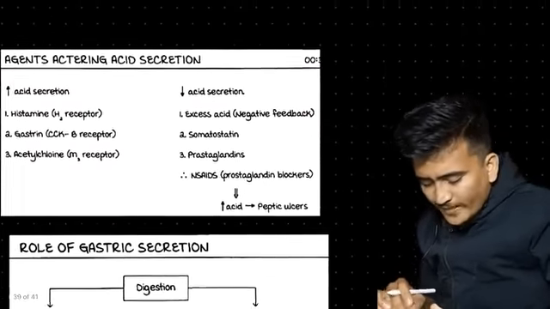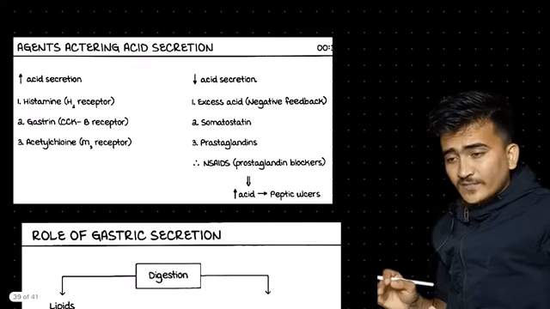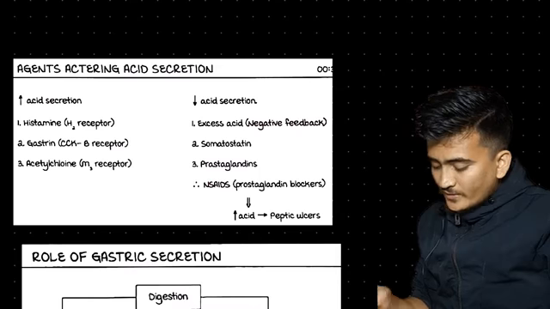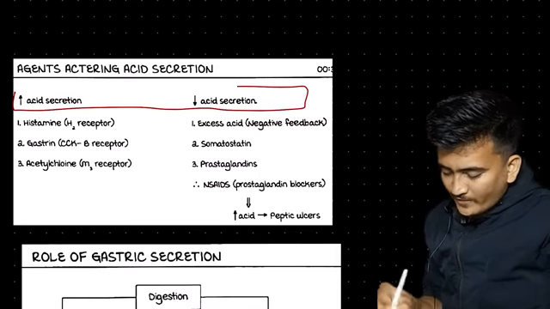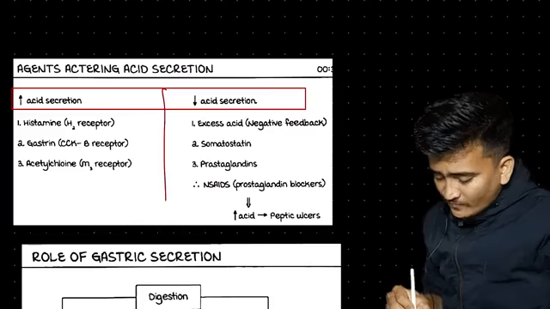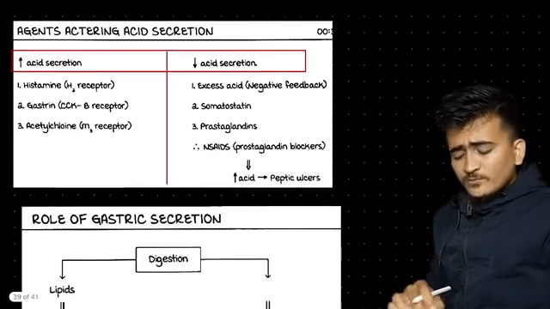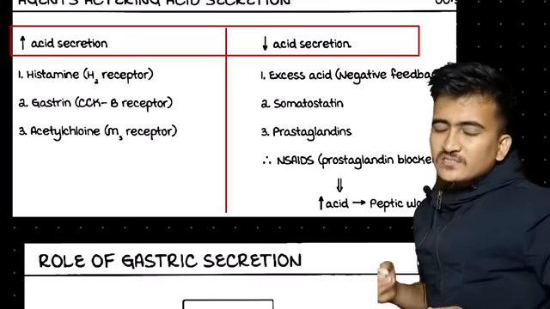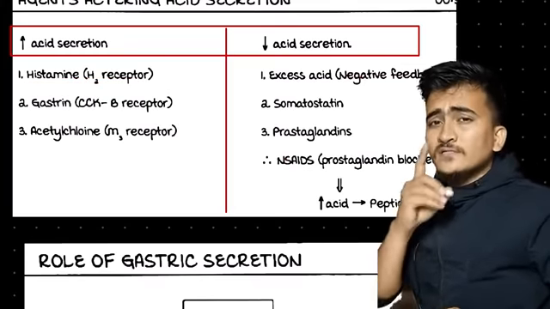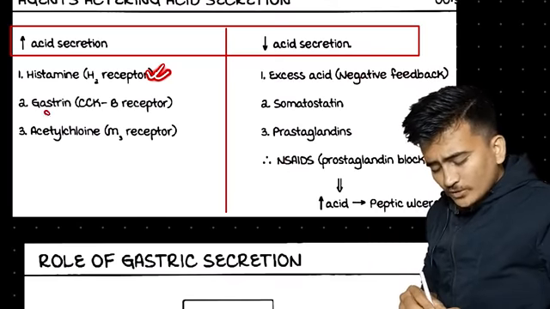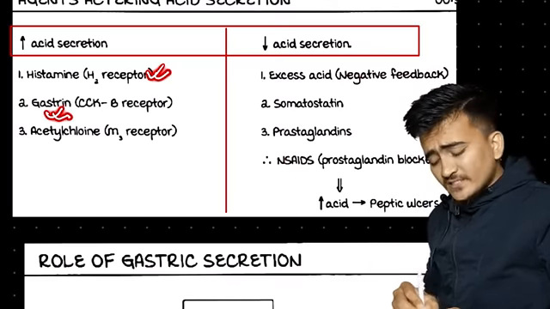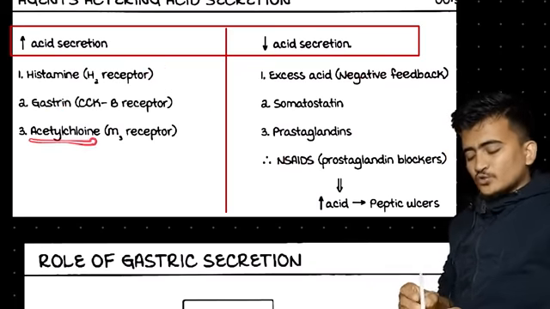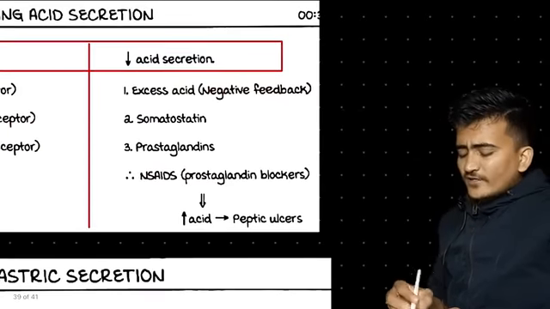Now moving further, we are going to talk about agents altering acid secretion. We have the factors that increase acid secretion and the factors that decrease acid secretion. Among the factors that increase acid secretion, we have histamine, which as we discussed earlier is the most potent factor for increasing the proton pump. We also talked about gastrin, which mediates through the CCK beta receptor, and acetylcholine, which acts through the M3 receptor.